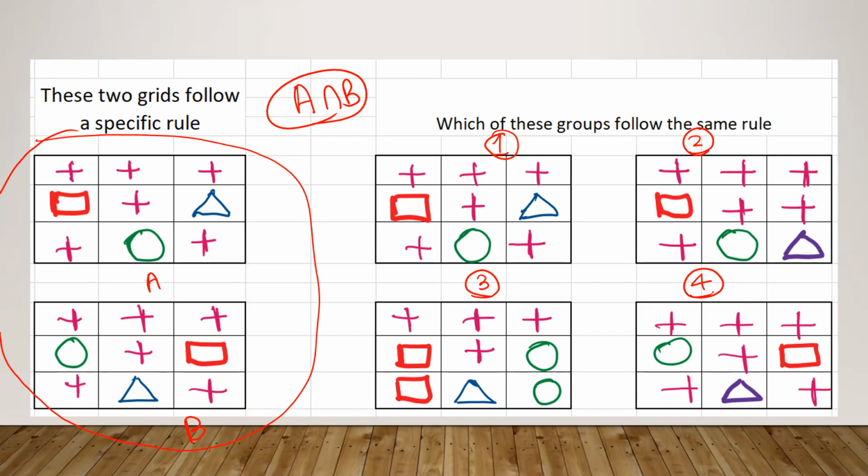So you need to figure out which two grids out of one, two, three, four follow the same pattern. The answer for this kind of question will be two options. You need to click on those two grids which follow the same pattern that A and B are following together, which is common in both A and B.